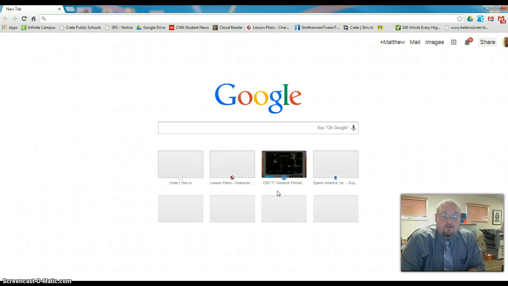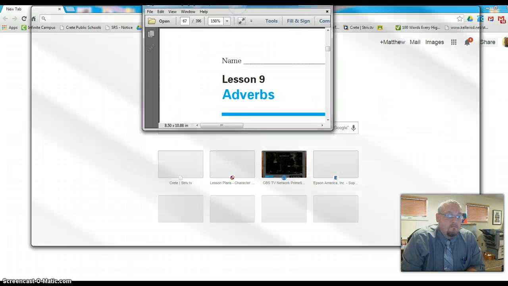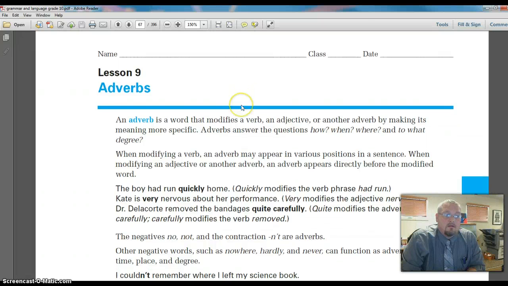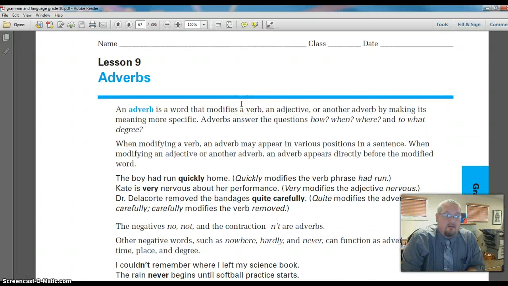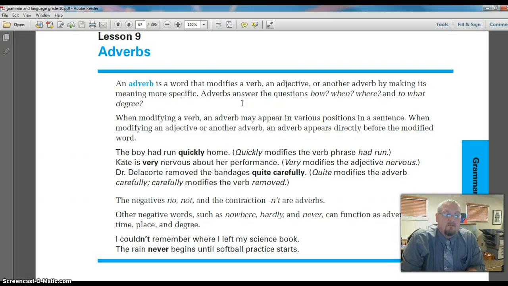So without further ado, let me get to today's lesson. We're going to be discussing adverbs. An adverb is a word that modifies a verb, an adjective, or another adverb by making its meaning more specific. Adverbs answer the question: how, when, where, and to what degree.